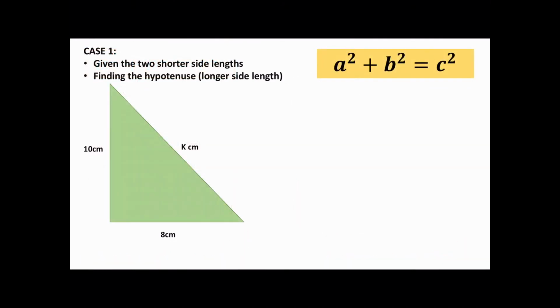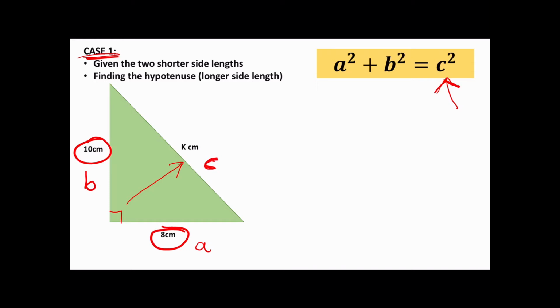I like to call this type of setup a case 1, and this is where we're given two of our shorter side lengths, and then we're trying to find that hypotenuse or the longer side length. And what that means is when we use this formula directly, there's very minimal rearranging to get our C value. Okay, so I'm going to choose an A and a B. It doesn't matter which one. So 8 can be A and 10 can be B, which makes this C.